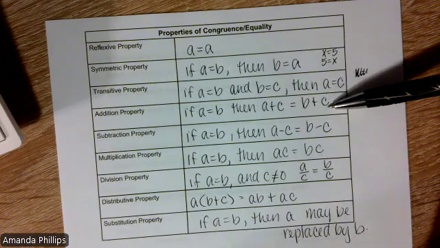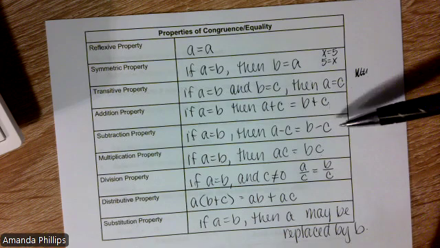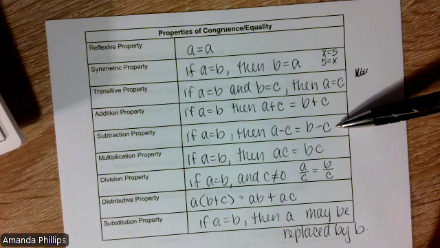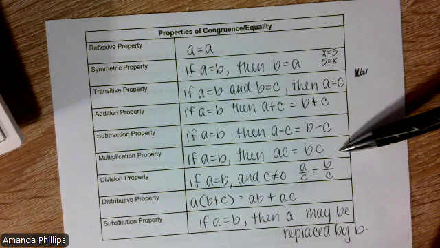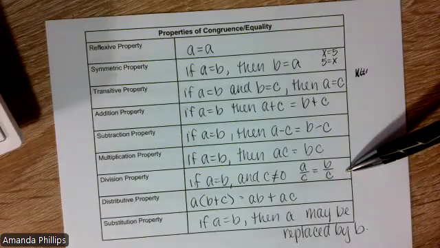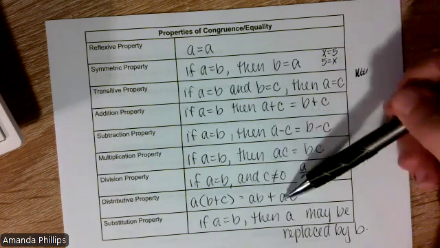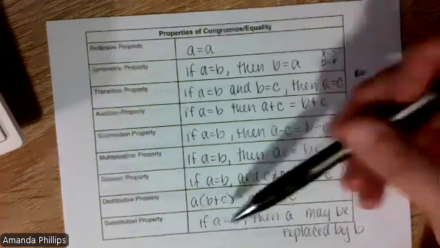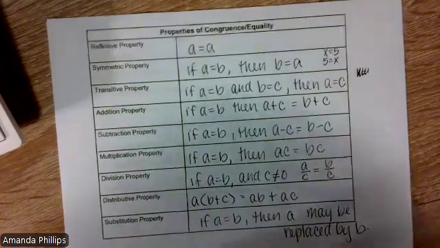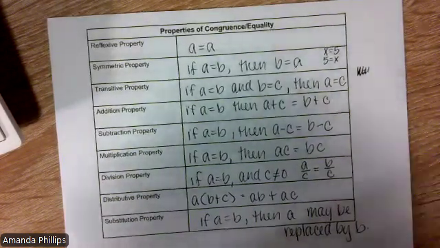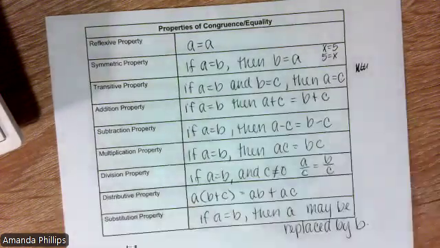Addition property says you can add things to both sides and still get the same thing. This one says you can subtract something from both sides and still get the same thing. This one says you can multiply something to both sides and still get the same thing. This one says you can divide both sides by something and still get the same thing. This one says you can distribute and it shows you, when you multiply it equals this. And then we can substitute things in. Okay, so hang on with me. Don't give up. I promise it'll be okay.